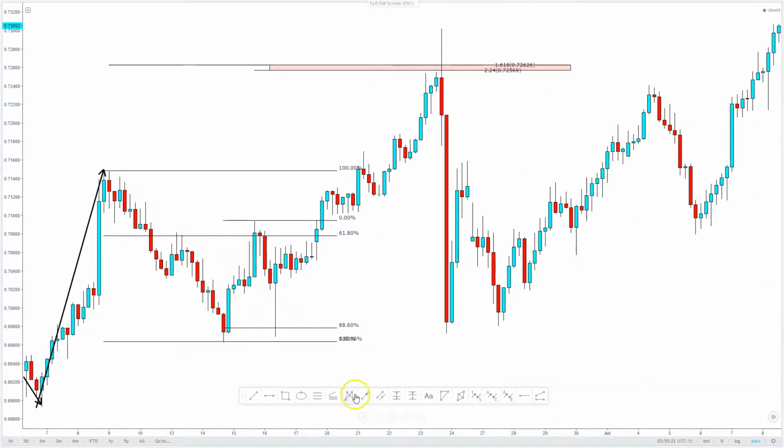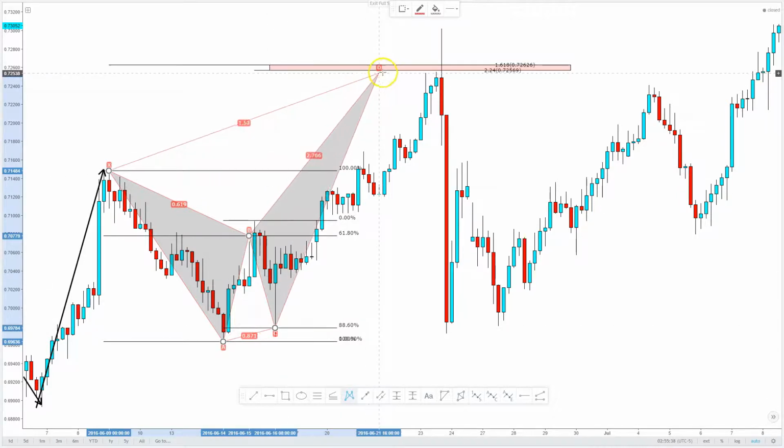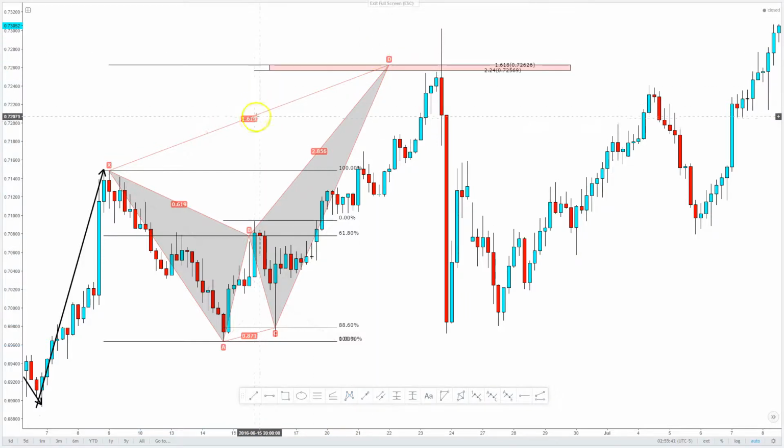Okay, so let me actually draw in the harmonic. X, A, B, all right, 618, C, 886, and our D point comes in right here beautifully, the 1618, 224 lined up beautifully. Notice what happened on the 4-hour chart.